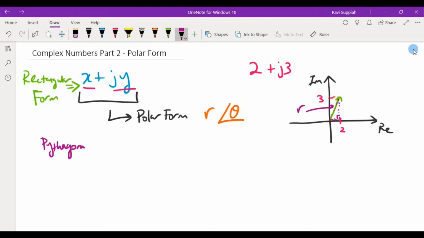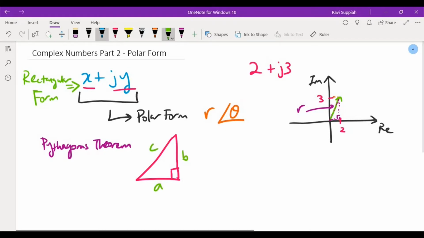I'm not going to go into the maths about it, but very simply put, the Pythagoras theorem says, given any right angle triangle, let me draw this a bit properly here. Given a right angle triangle, if I label these sides as A, B and C, the Pythagoras theorem says that the square of the hypotenuse is equal to the sum of the squares of the other two sides.